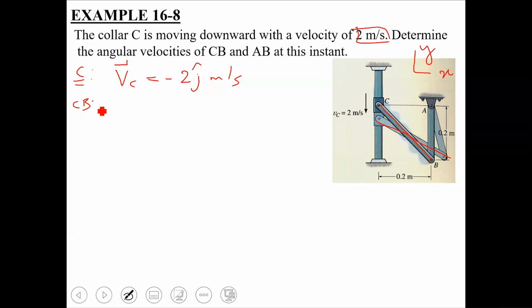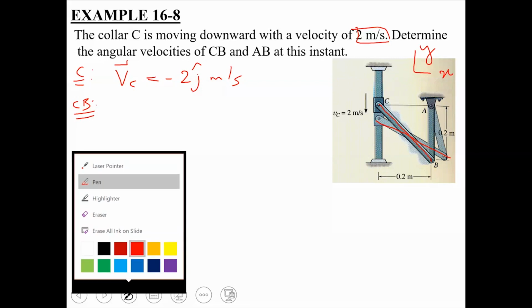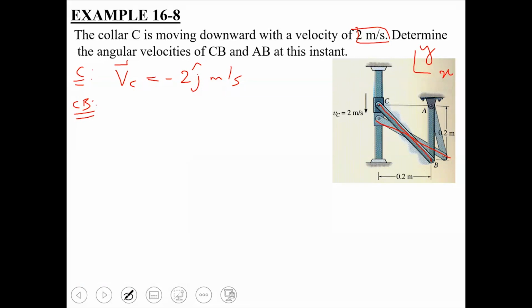Since we have discussed earlier that this link is in general plane motion, we are going to apply the relative velocity equation on this link. What should be our base point, C or B? C sir. Since the motion of point C is known to us, we are going to make C our base point. So accordingly, the relative velocity equation would become VB equal to VC plus omega cross R.